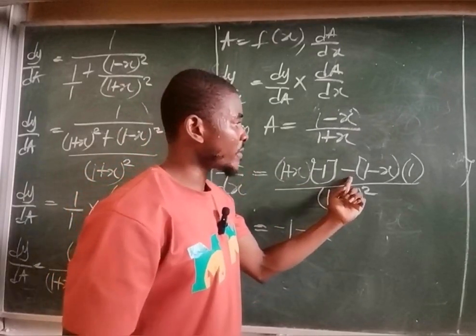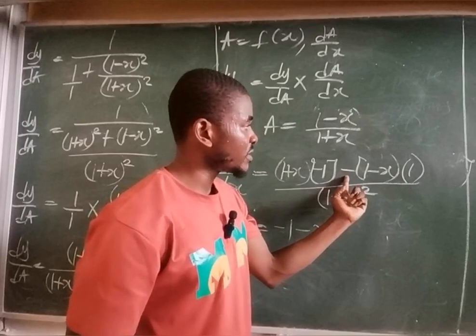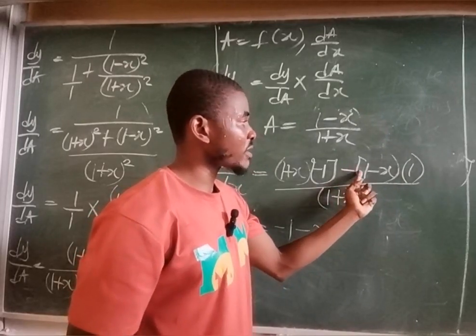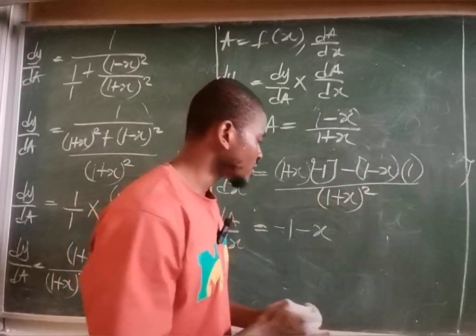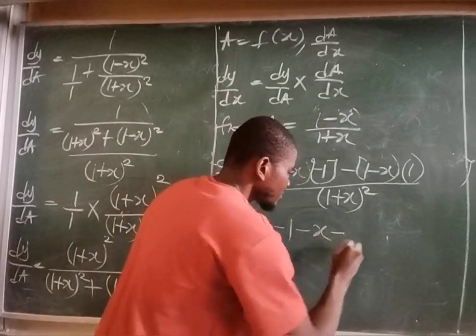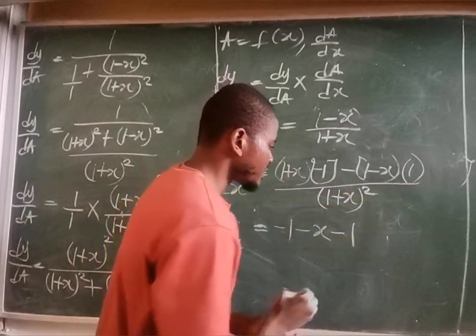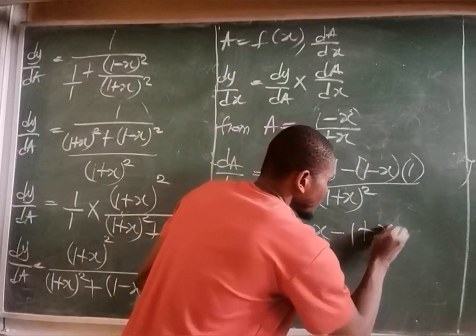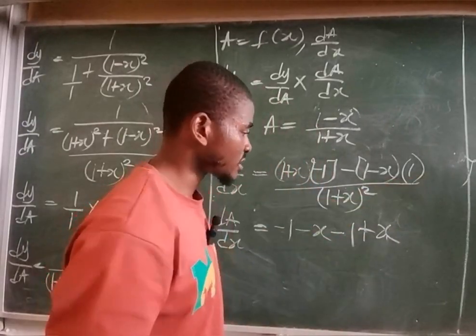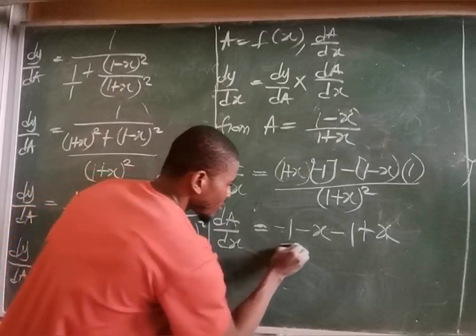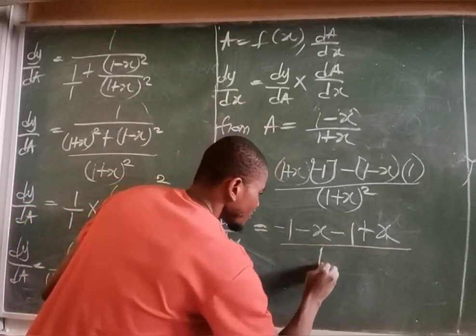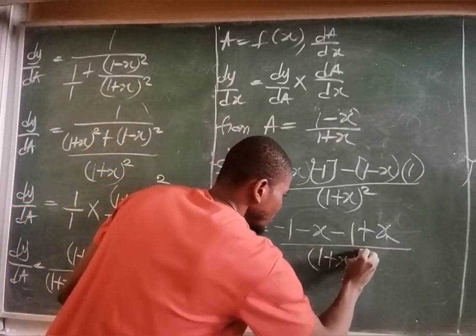Same thing here. I will expand this bracket with this negative sign. Of course, minus times 1 is minus 1, times 1 still gives us minus 1. So I have minus 1. Okay, minus times minus x here is simply what? Plus x, of course. x times 1 still gives us x. All over, I have here (1 plus x) all squared.